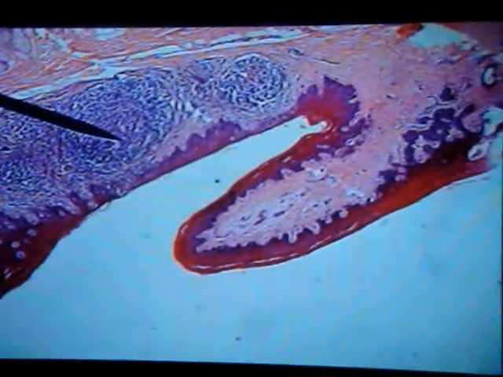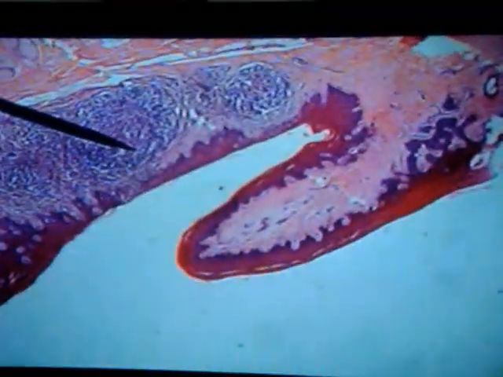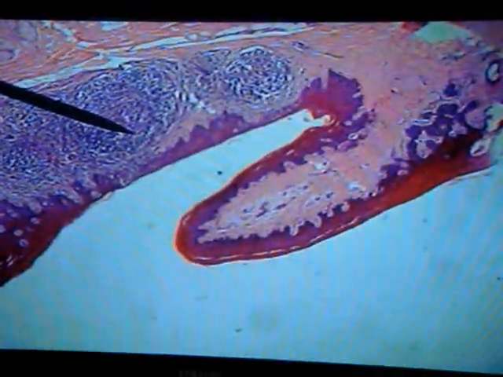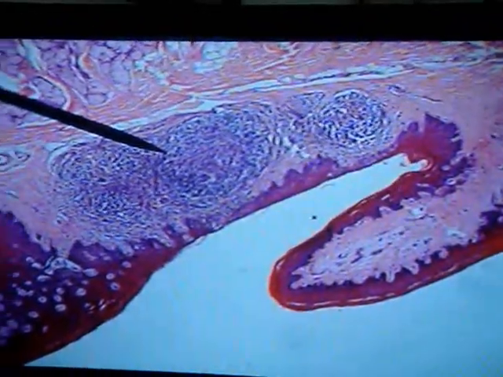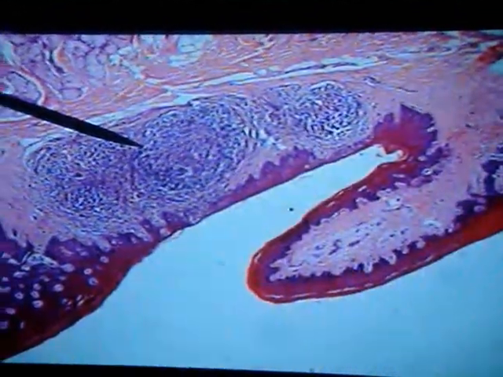So just beneath the epithelium here, beneath the mucosa, you can see these are the lymphoid aggregations or nodules. These are the aggregations of lymphocytes placed just beneath the epithelium. So this is along the posterior one-third of the tongue. You can also see some taste buds here, some taste buds which are seen in the soft palate, also along the anterior surface of the epiglottis. These are the lymphoid follicles present beneath the mucosa.